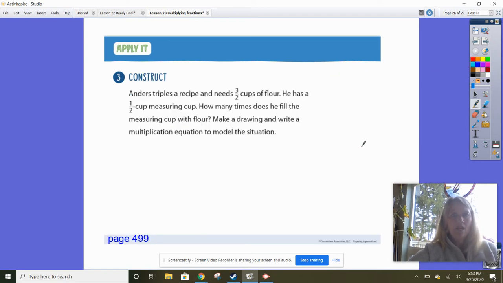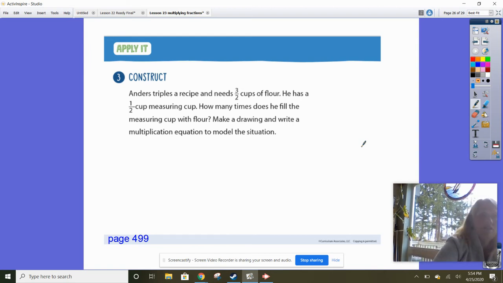Let's see. Nope. Anders triples a recipe and needs 3/2 cups of flour. He has a 1/2 cup measuring cup. How many times does he fill the measuring cup with flour? Make a drawing and write a multiplication equation to model the situation. Okay, so this is about flour. How many times does he need to fill it?